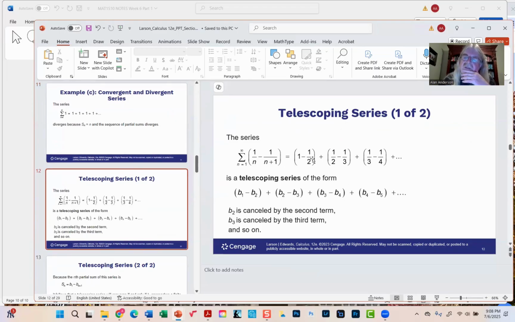Formally, this has a name. It's called a telescoping series, because all the intermediate terms cancel each other out, and all that's left is the first and the last terms in the series.